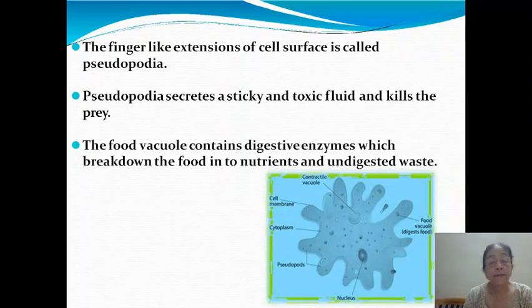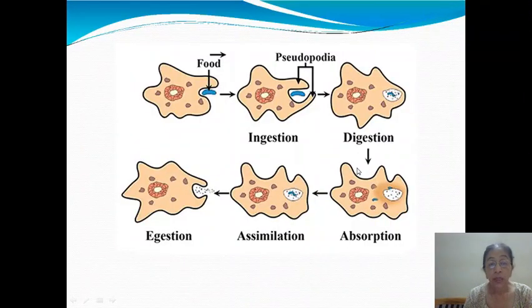And there is a food vacuole in its body. This is the food vacuole pointed here. The food vacuole contains digestive enzymes. Enzymes are chemical substances which act on the food material. Digestive enzymes act on the food material and break it down into simpler substances. So these digestive enzymes break down the food into nutrients and undigested waste. Now let's study nutrition in amoeba step by step.